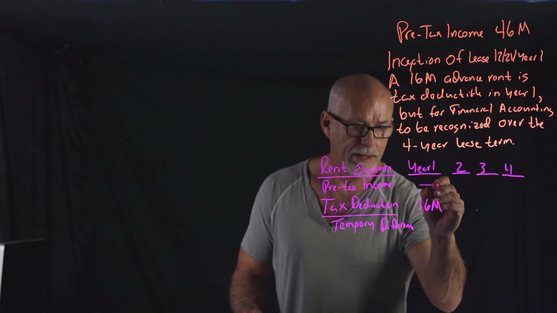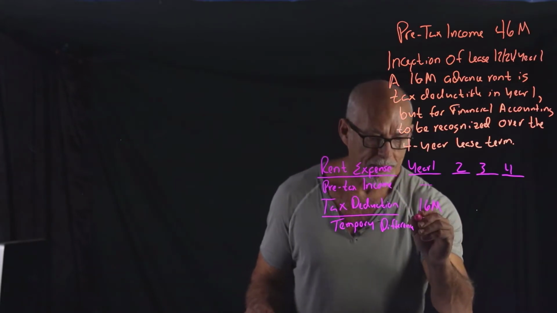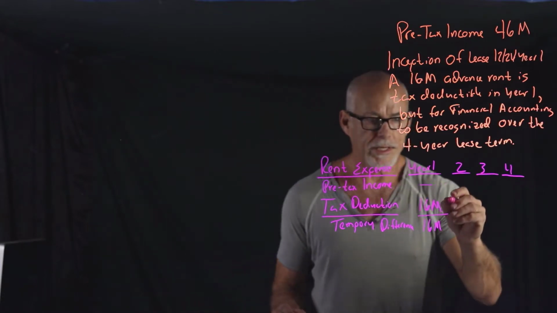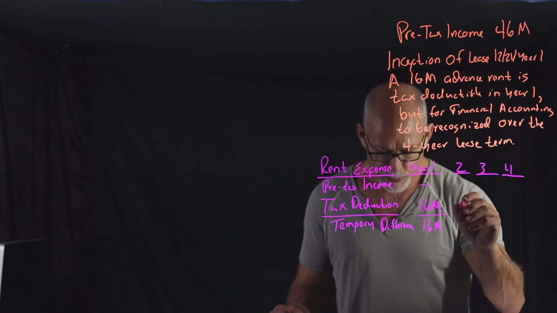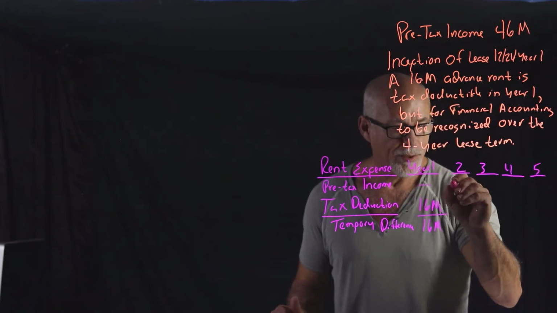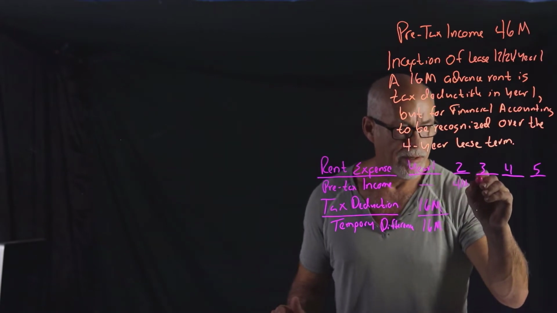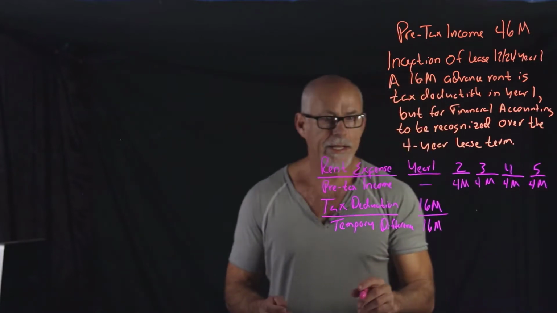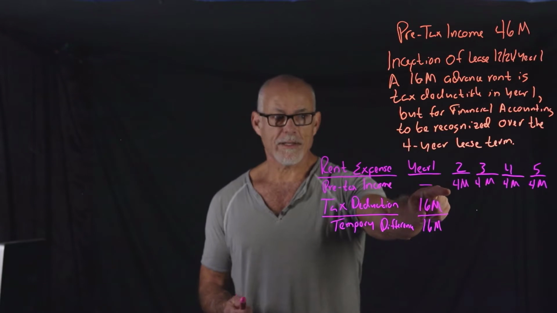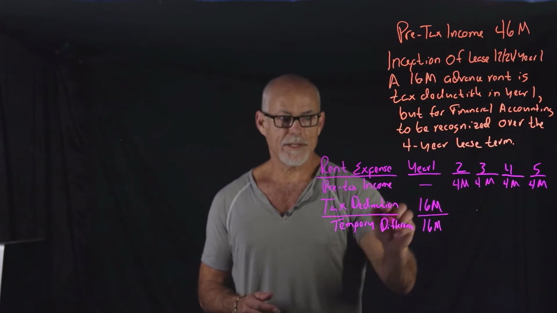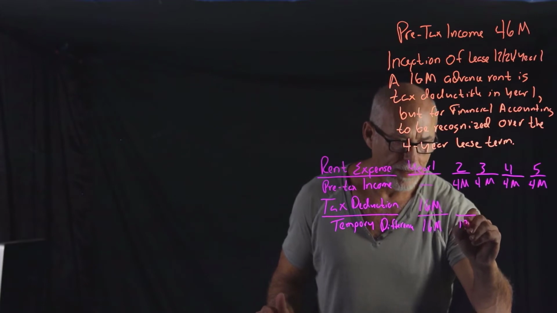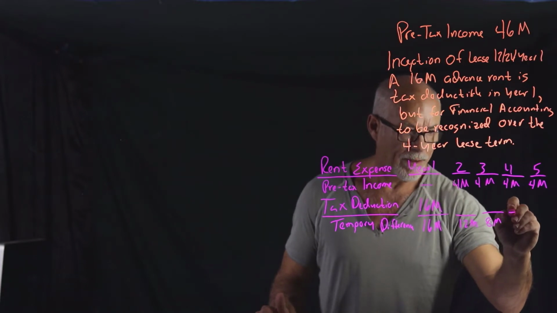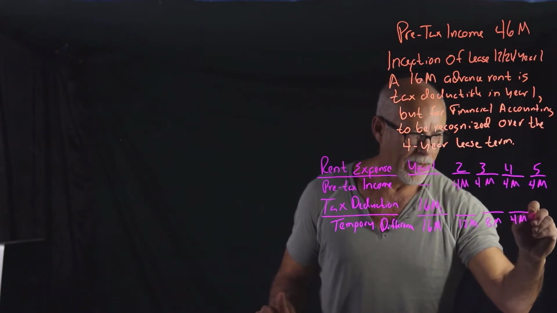and I'm going to take nothing there. So the temporary difference in year 1 is 16 million. And then what's going to happen in year 2 through 5 is I'm going to take 4 million here, 4 million here, 4 million here, and 4 million here. And each time I'm going to be updating that balance to reflect the fact that now the tax difference is not 16 million, it's 12 million. It's not 12 million, it's 8. And then it goes down to 4 and 0.